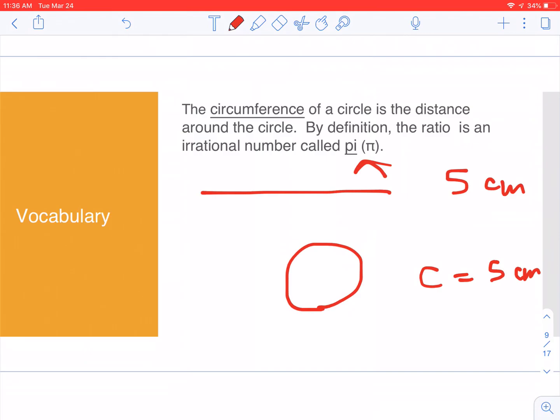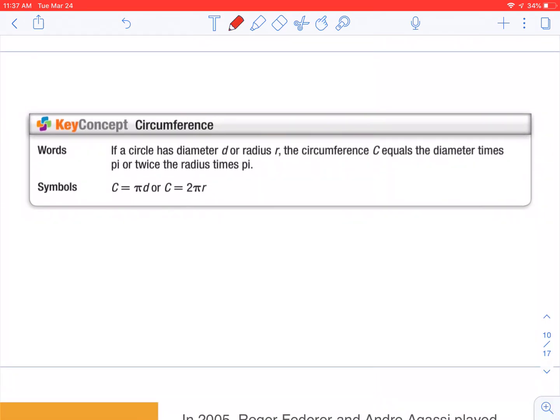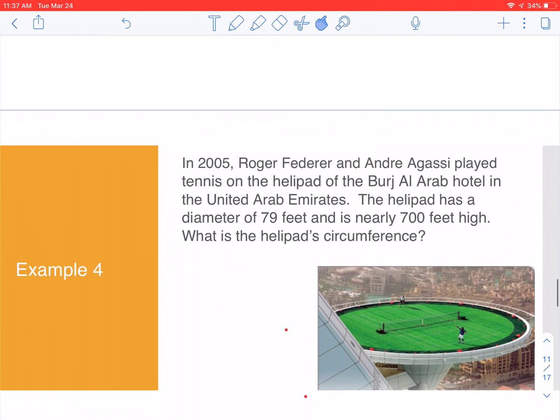So if I cut this, I don't know if this will work. Oh, it erased the whole thing. Anyways, there's my circle. So the distance of a line is 5. If I take that line and curl it into a circle, it's also 5. That's circumference. By definition, the ratio is an irrational number called pi. So, you guys know pi. And here's our formula. We can either use circumference equals pi d or circumference equals 2 pi r. They're the same formula, just two different ways to write it. So we're going to practice with it.